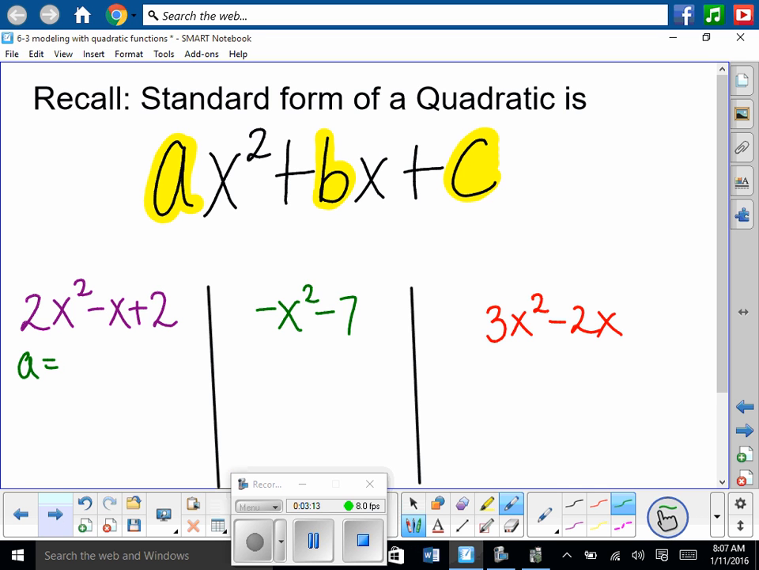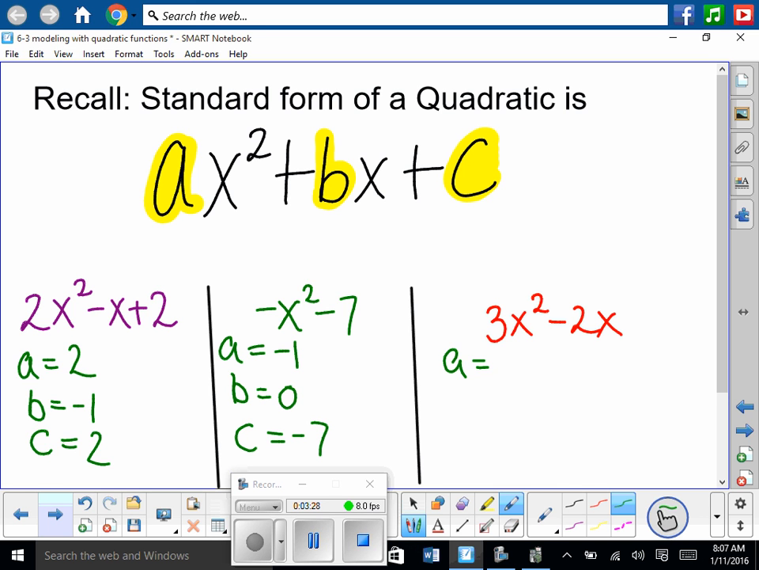What's my a value? What's my b value? And my c value is? 2. Good. A value? B value? 0. And good. C value? -0. Good. A value? 3. B value? -2. And C value? 0. Good. So we are able to identify a, b, c. Once again, this is standard form of a quadratic. There are different forms of a quadratic, so understand this form, ax squared plus bx plus c, is standard form of a quadratic.